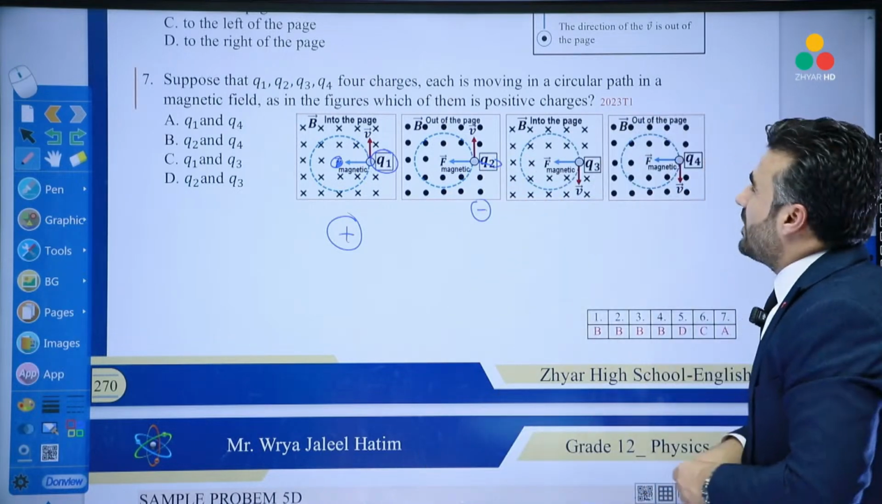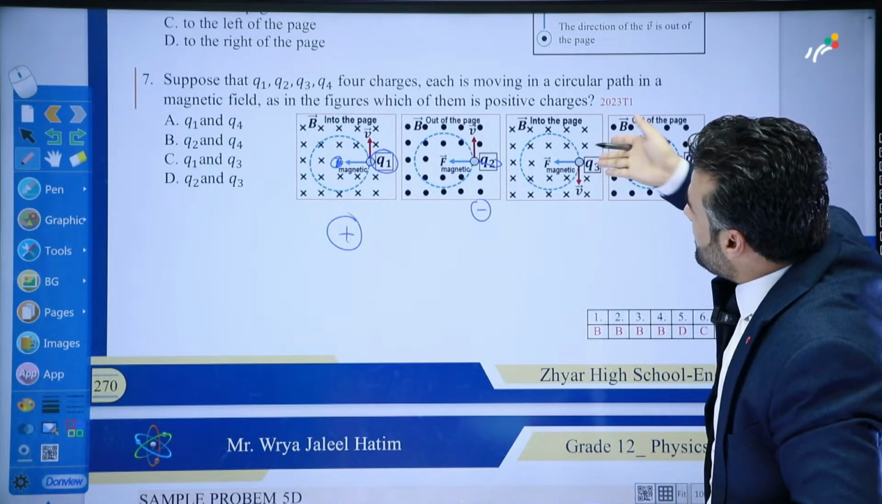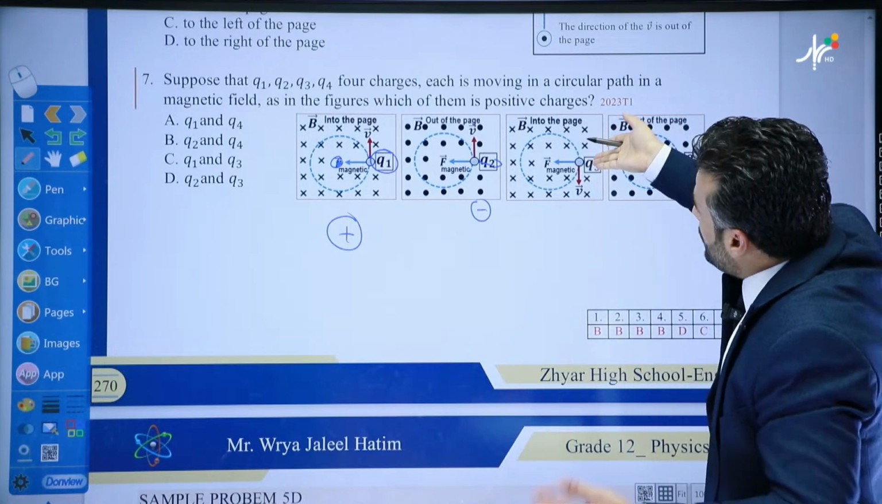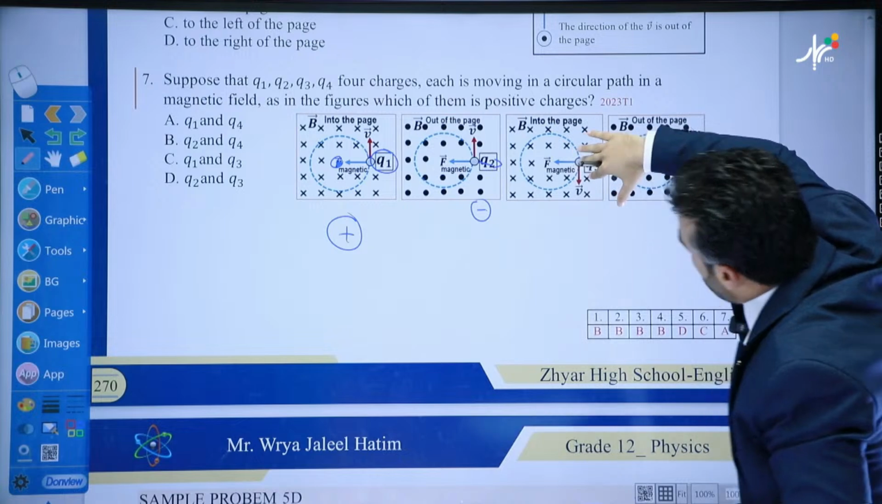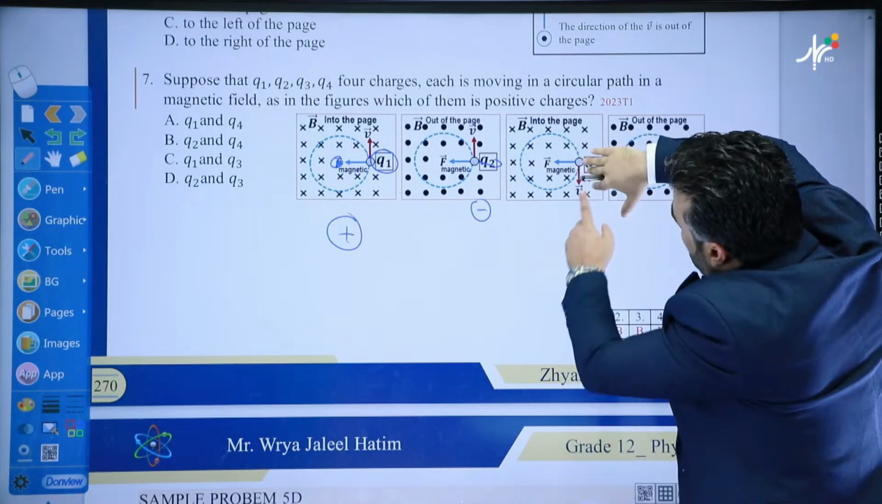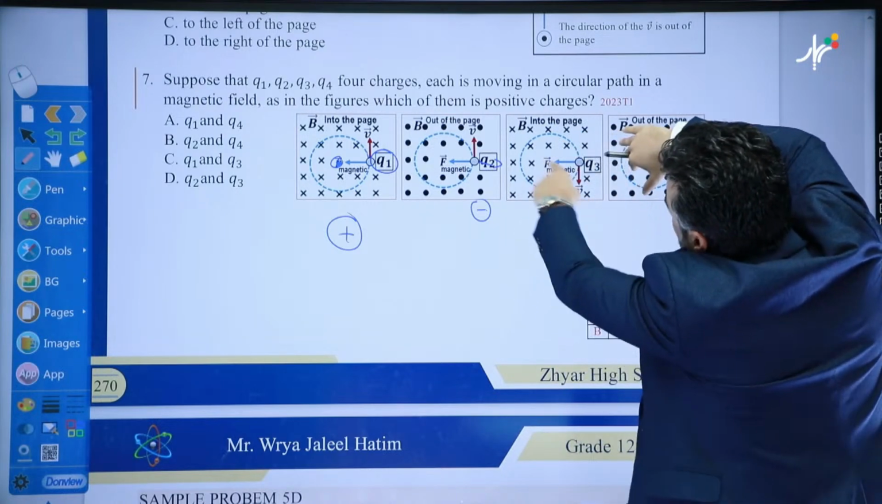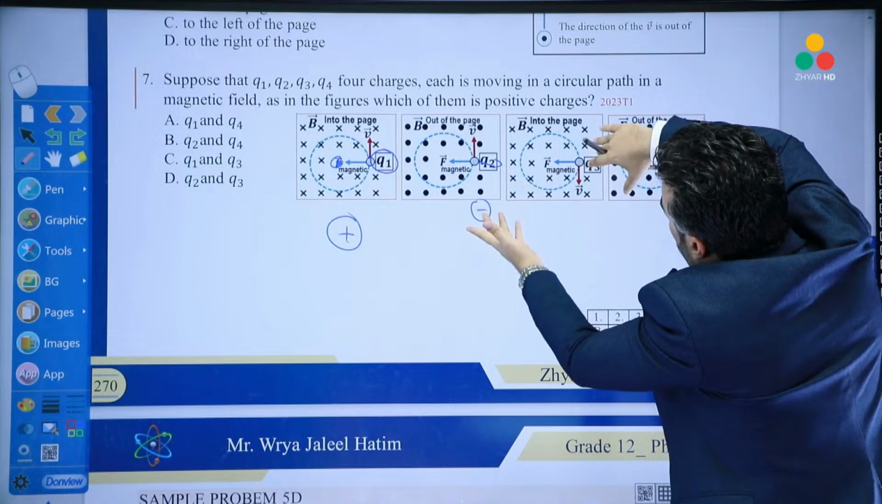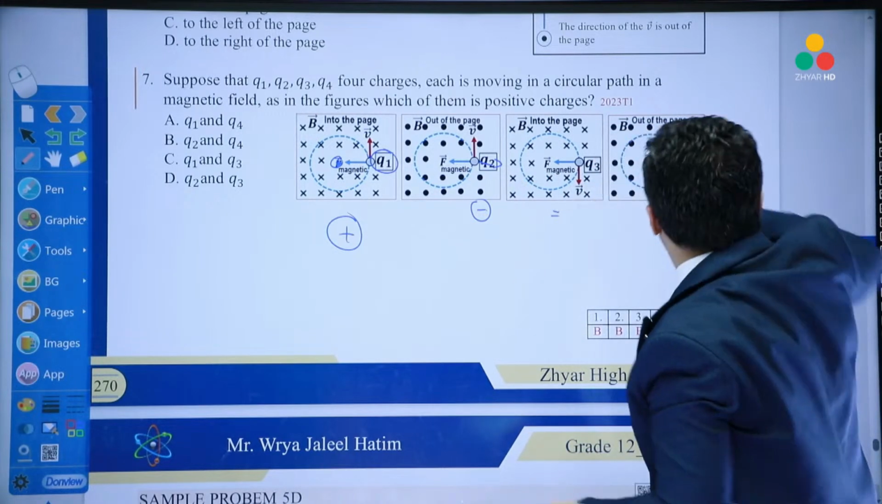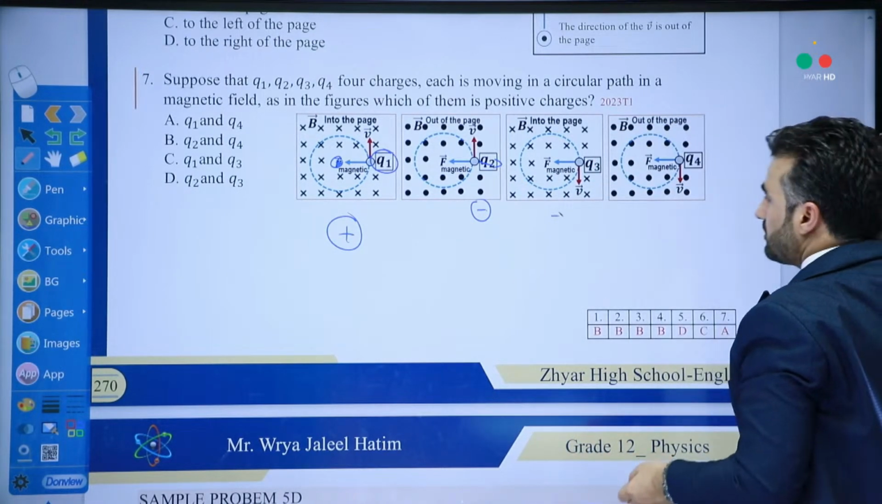Okay, what about Q3 here? The magnetic field, again, is into the page, but the direction of the motion is downward. So I'll do something like this. Once again, you can see the back of my hand is towards the center, but the back of my hand is for a negative charge. That means this is also a negative charge.